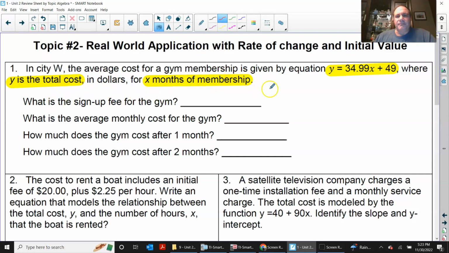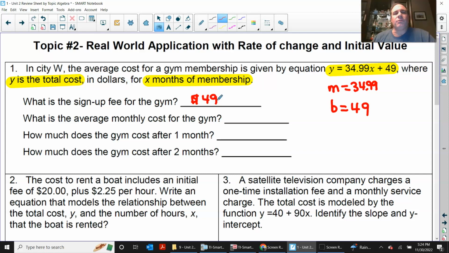So what's the sign-up fee? The m is the slope, the rate. That's 34.99. It's the number always before x. The y-intercept, the initial fee, the sign-up fee is $49. Before we even start a month of a gym membership, I don't know why you would want to join a gym, but if you do, b is $49 to join the gym. That's the sign-up fee. So that means it only occurs once. You only pay that $49 once.